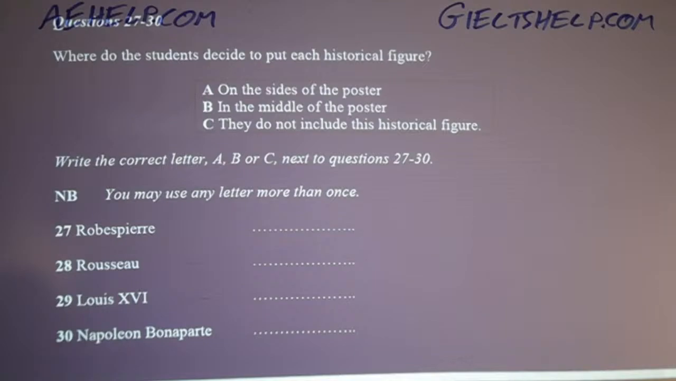OK, so we have 4 historical figures. Each of you are going to write about 2. Now we have to decide how much we're going to write. Remember, we have to fill up a 3-board poster. That's a good point about the 3-board poster.